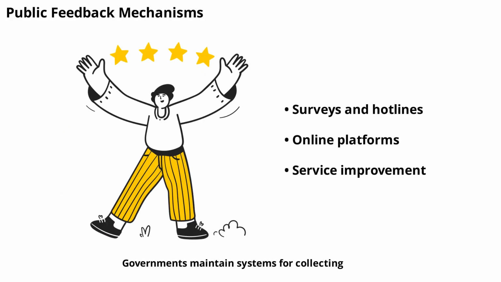Governments maintain systems for collecting and responding to public feedback. This includes surveys, hotlines, and online platforms. Regularly reviewing feedback helps governments identify problems, improve services, and strengthen relationships with citizens.